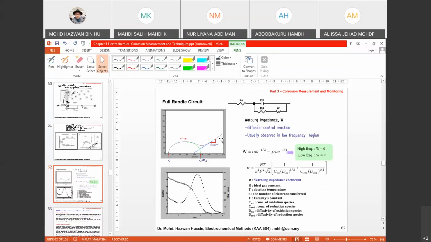So what will the Nyquist plot look like? It will be like a semicircle with a 45-degree increase. And for the Bode plot, you will notice that you have a slight slope over here. You have one flat line over here, and you have almost a flat line over here.